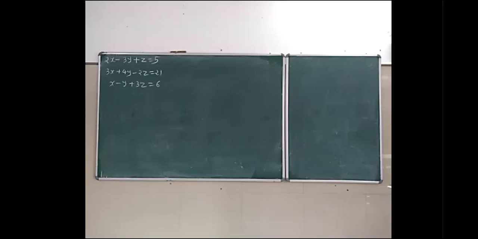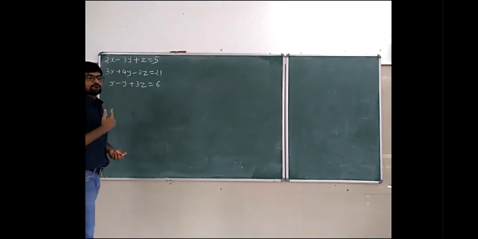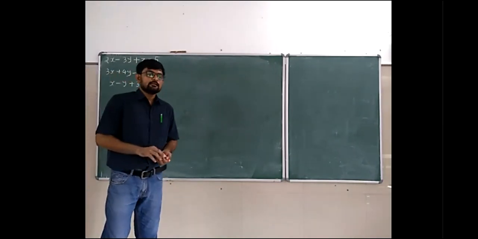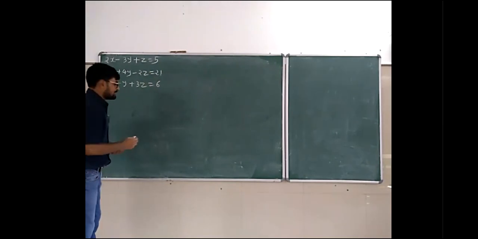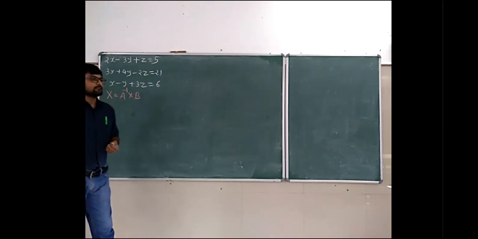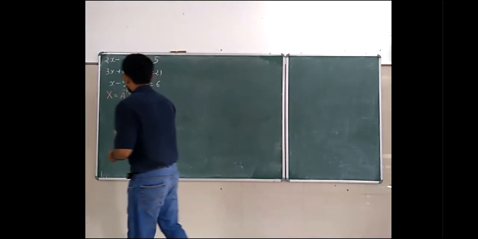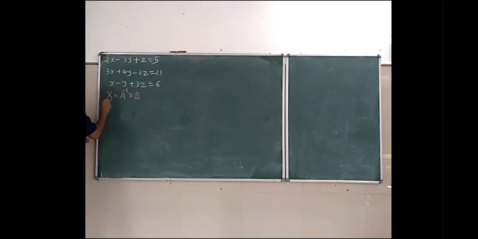So first of all, write down the equation. Now we have seen this type of question for two equations, that whenever the equations are given, first write down the formula to solve them. What is the formula? X is equal to A inverse into B. This is the formula that we have to use to find X. Where X is the X vector, that is the values of X, Y and Z. So first we'll find the X vector.